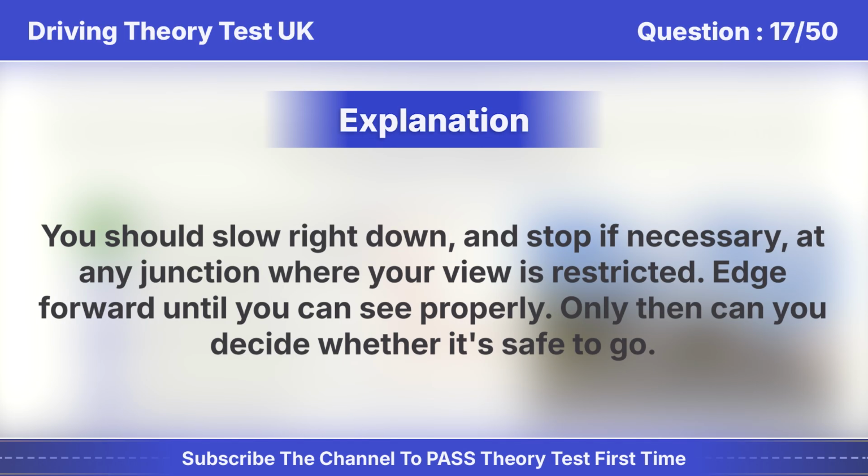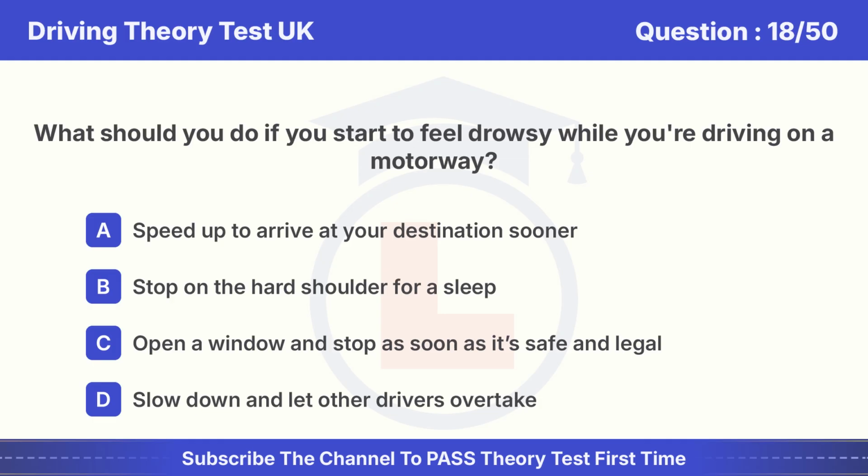You should slow right down and stop if necessary at any junction where your view is restricted. Edge forward until you can see properly. Only then can you decide whether it's safe to go. Question 16. When should you use hazard warning lights? Answer is A. When your vehicle has broken down and is causing an obstruction.